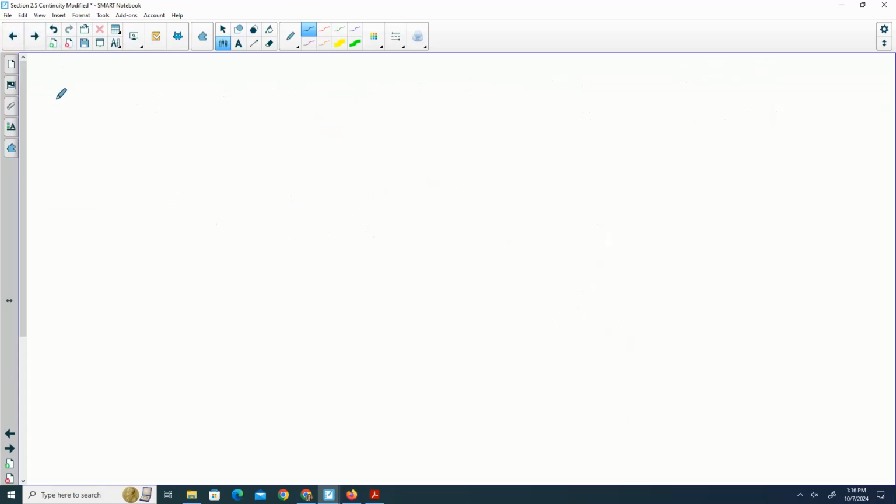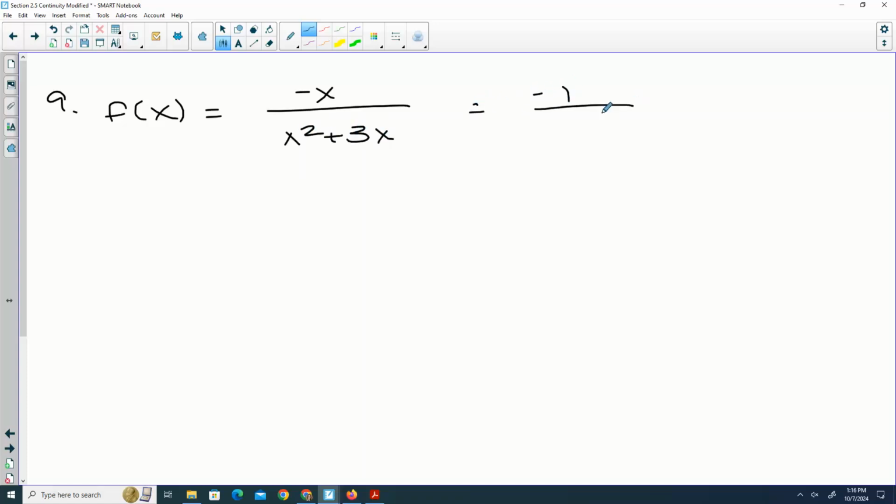At number 9, we have -x over x squared plus 3x. So if we factor, the x comes out, x plus 3. So if you cancel the x, that just leaves a -1 on top.